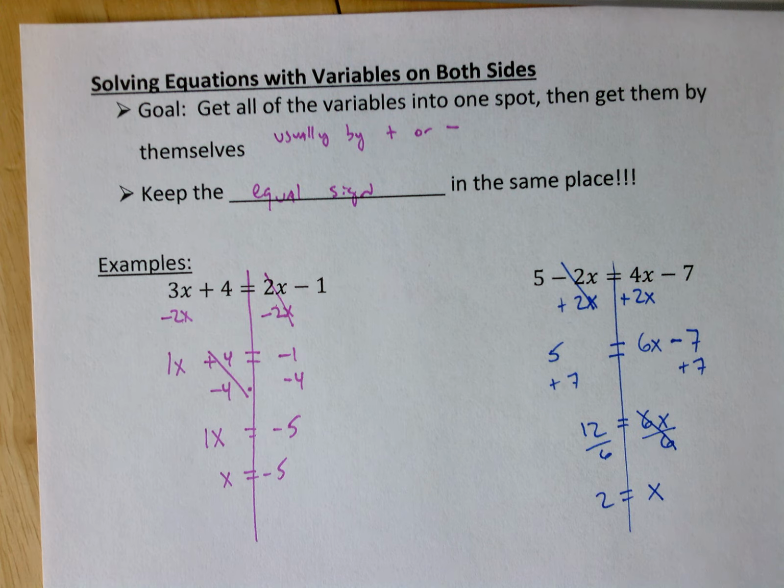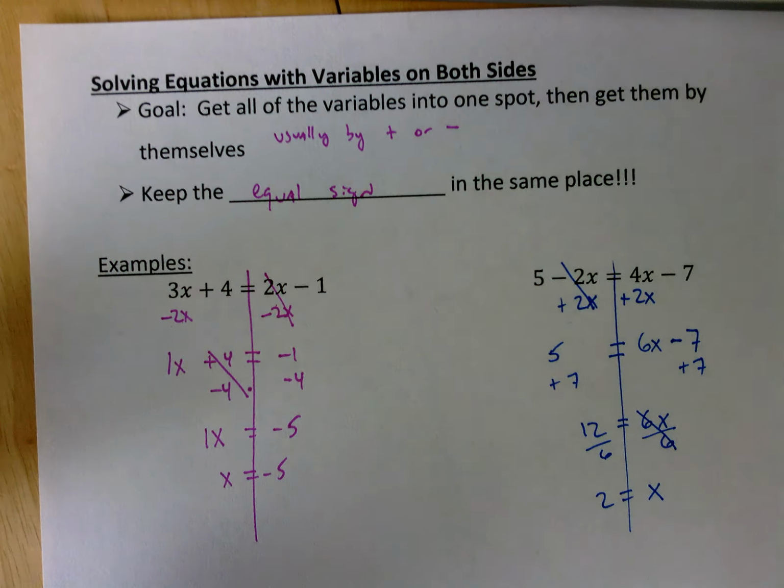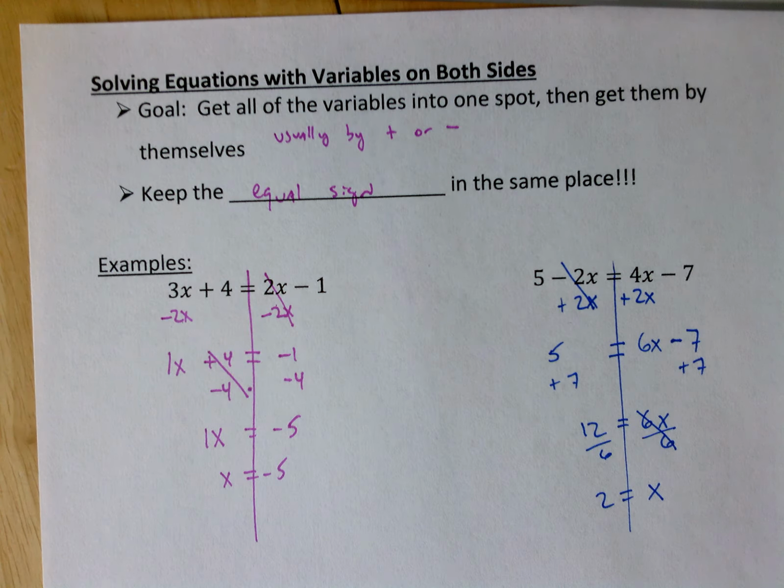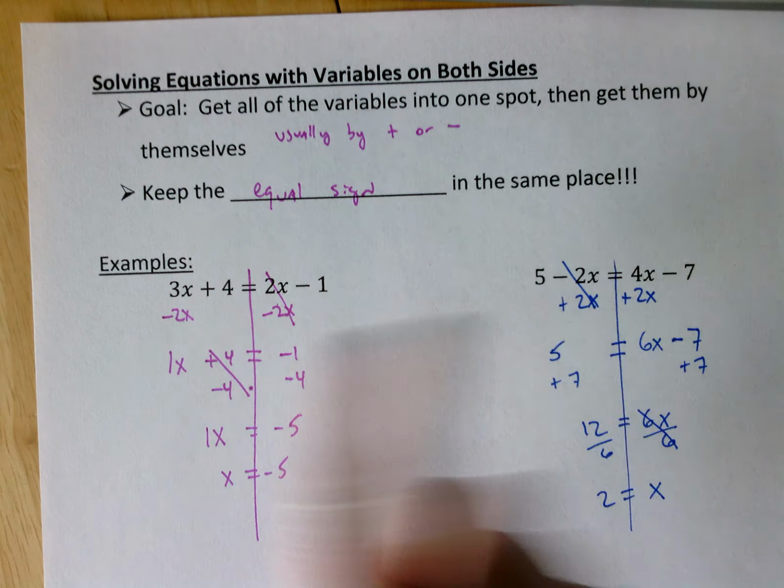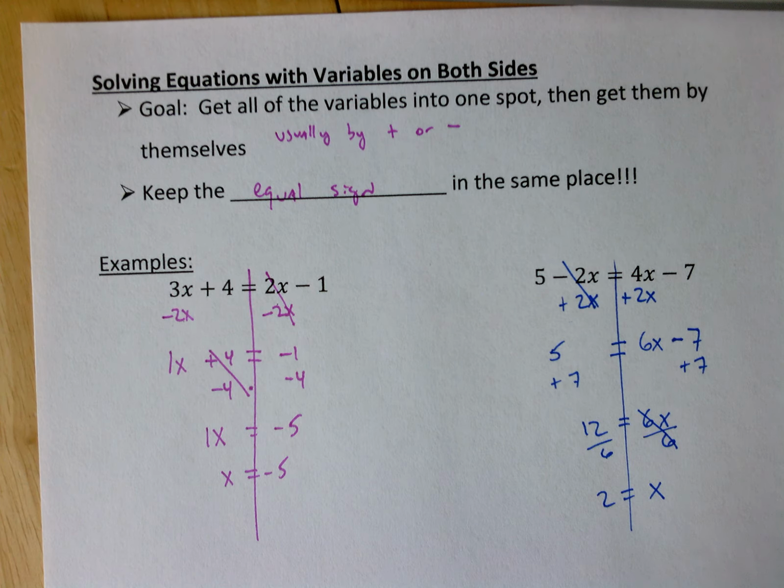Okay, and that is it. That is how you solve an equation with variables on both sides. It's almost all the same as what we've done before. It's just this very first step that is going to be a little bit different.